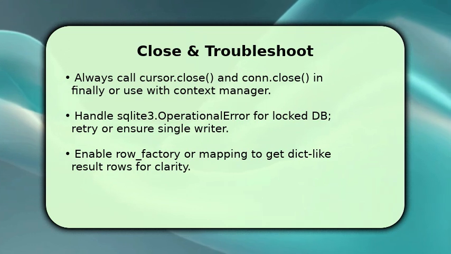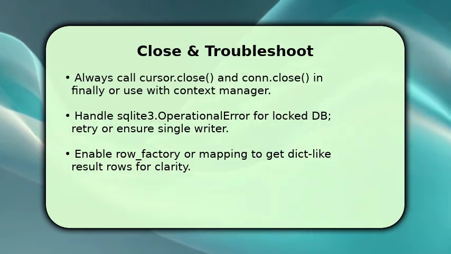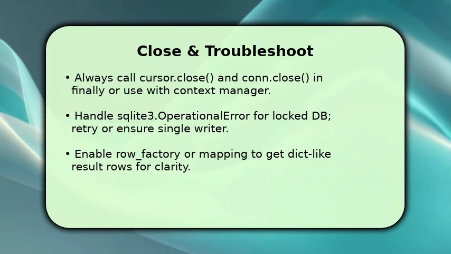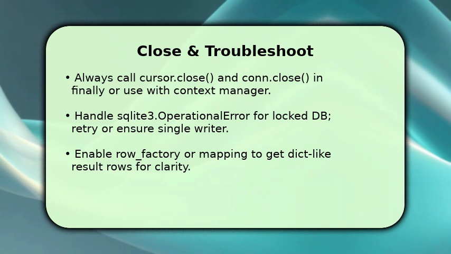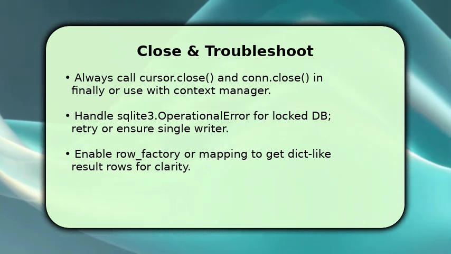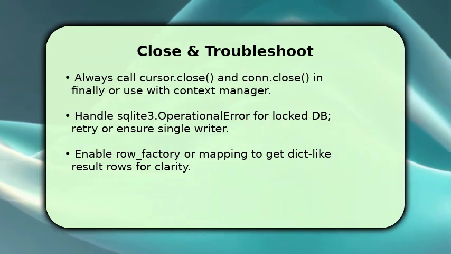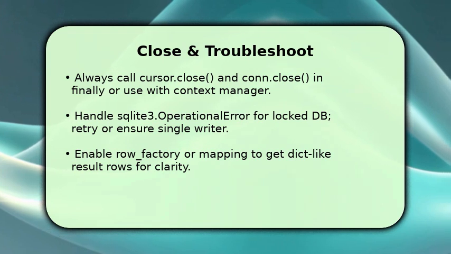If you see an operational error about a locked database, make sure another process isn't holding a transaction and consider retrying after a short sleep. Also, if column access is awkward, set con.row_factory equals sqlite3.Row to get dict-like rows for clearer code.